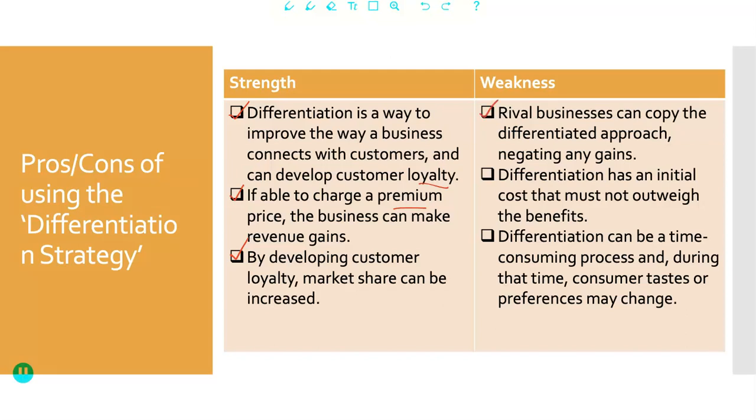What are some of the weaknesses? Rival businesses can still copy this differentiated approach, especially if it's not protected by a patent or some other intellectual property protection. Differentiation often has a significant initial cost, research and development, and it might not always outweigh the benefits, and it might not even be successful, all this investment. And differentiation can be very time consuming. And even if you do find something that customers like, remember customers change their tastes and preferences consistently.